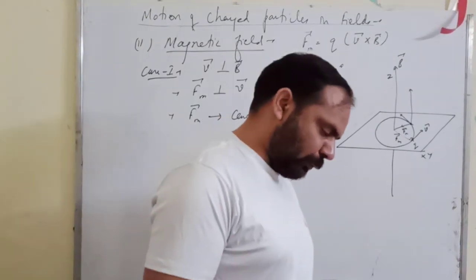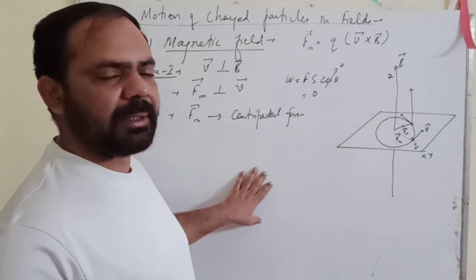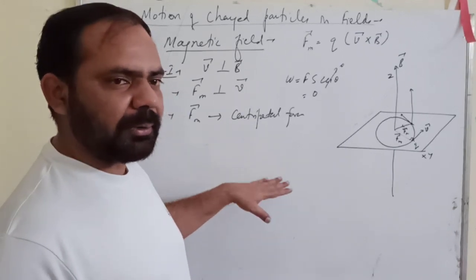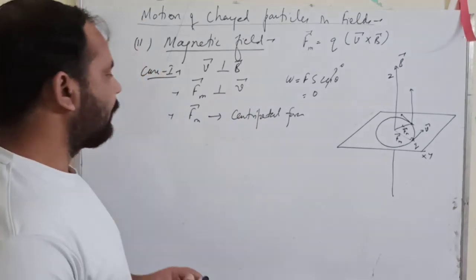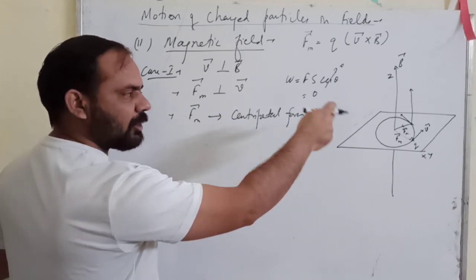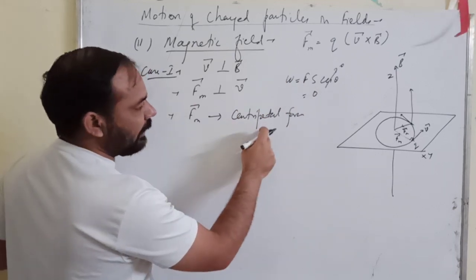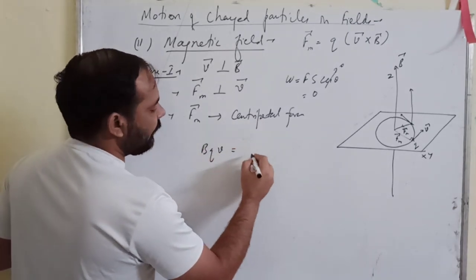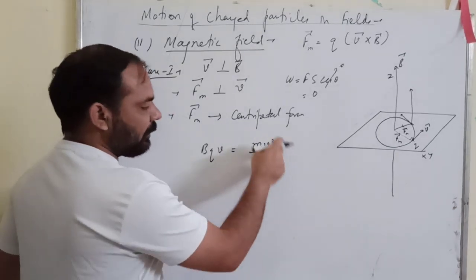So what we obtained from here is that when a charged particle enters a magnetic field in such a way that its velocity is perpendicular to the direction of the magnetic field, it follows a circular path. The magnetic Lorentz force provides the necessary centripetal force and the charged particle moves on a circular path. Now this is providing the centripetal force, so it means that BQV is equal to mv square upon r, because the centripetal force formula is mv square upon r.